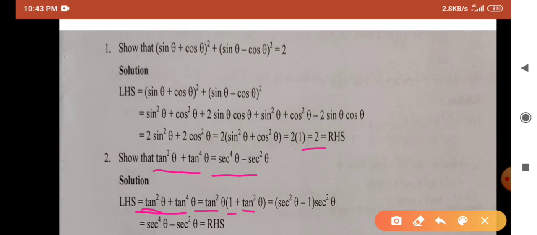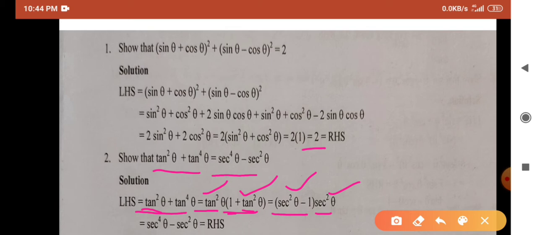Now tan square theta can be written as sec square theta minus 1, and 1 plus tan square theta is nothing but sec square theta. These are the standard fundamental relations. Already we have studied this in the previous class. Tan square theta can be written as sec square theta minus 1, and 1 plus tan square theta can be written as sec square theta. Remember these formulas, or you can say trigonometric identities.